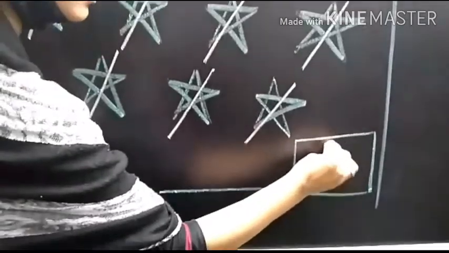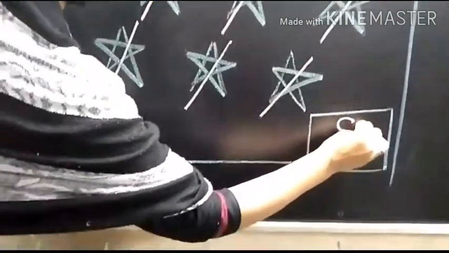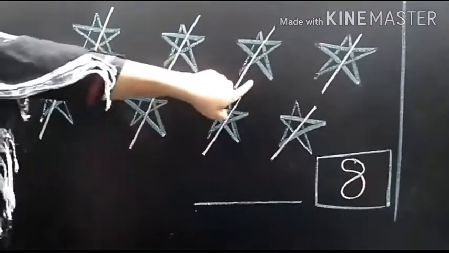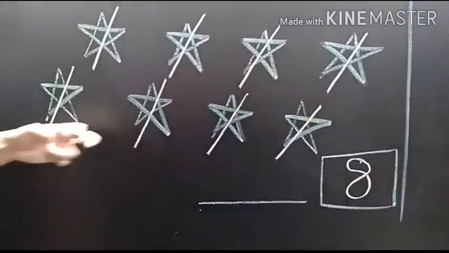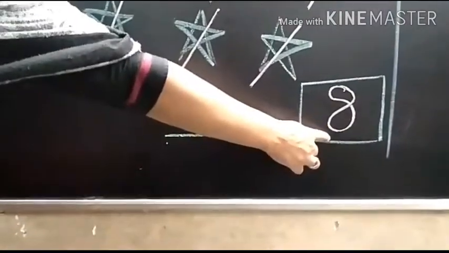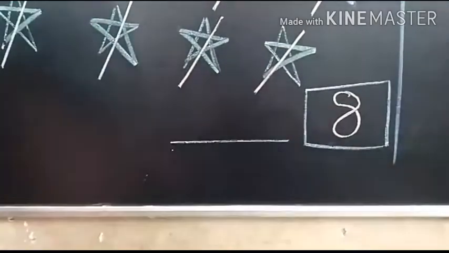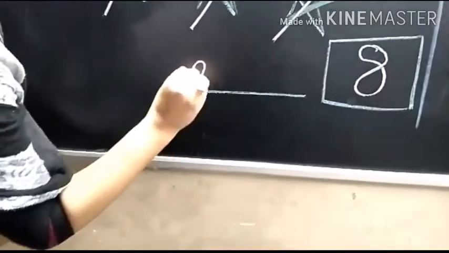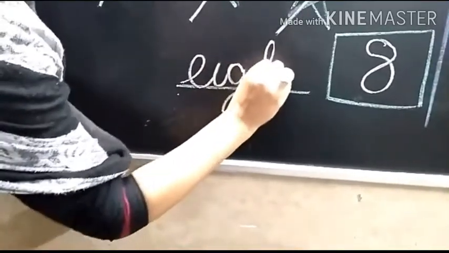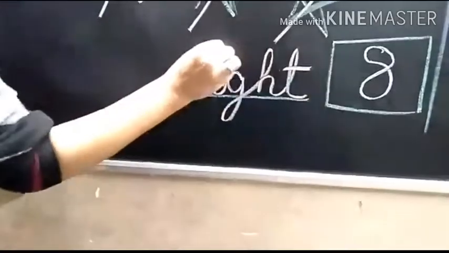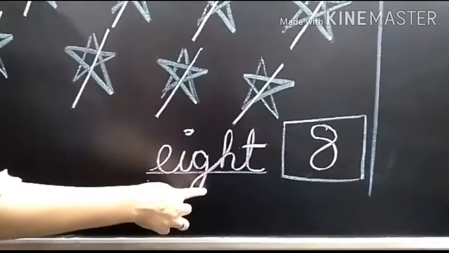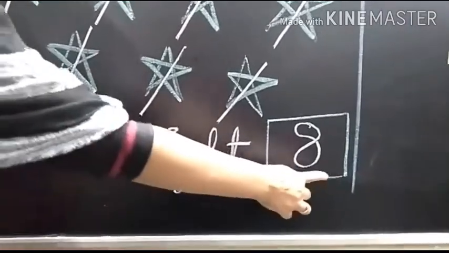So come on, let's write in the box. 8. You can see here, right? 1, 2, 3, 4, 5, 6, 7, 8. And so here we have written 8. Now let's write the spelling of 8. Come on. E, I, G, H, T, 8. Again. E, I, G, H, T, 8.